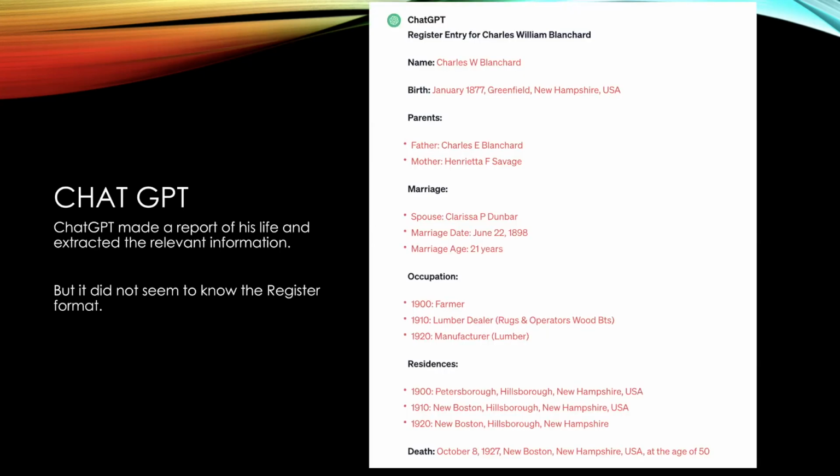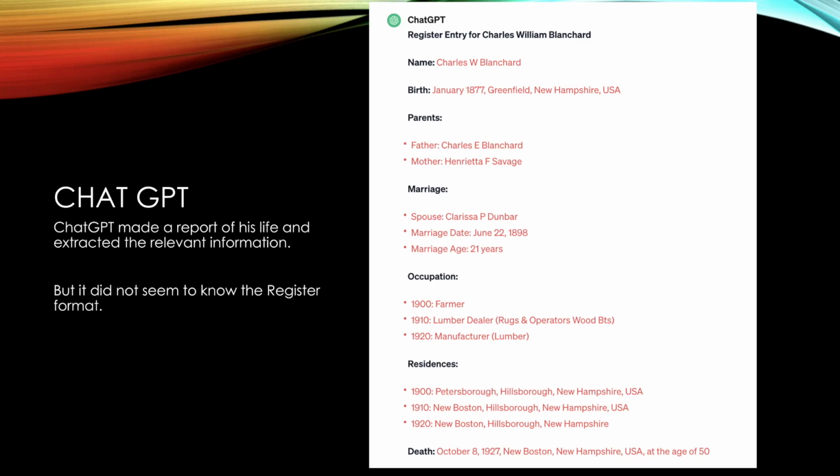So the results. It did make a report of his life. It really didn't seem to know the register style format, but it was able to create, as you see here, his name, his birth date, his parents, his marriage, his occupation using each of the census years, where he lived in each of those years, and when he died. So kind of a basic summary of data that we look for, obviously, in putting together a family tree.